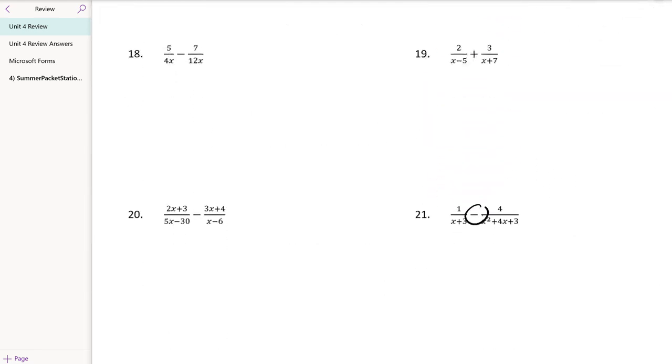Okay. Ooh, got 2 minutes left before this thing runs out. So be careful with subtraction. Make sure you're distributing the subtraction sign to all terms.